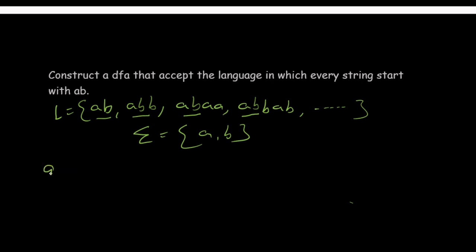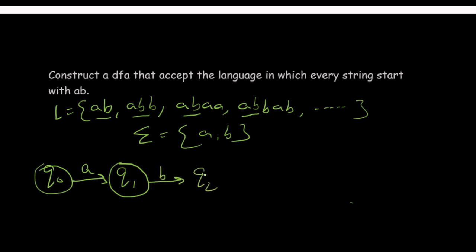Now let's start with the initial state. We have this initial state as Q0. Now since the smallest string is AB, we will construct the DFA for this smallest string. On getting A, we reach state Q1, because we have to remember that A has occurred, so we change the state. On getting B, we reach state Q2, and this is the final state because the string is over and we reached the final state.